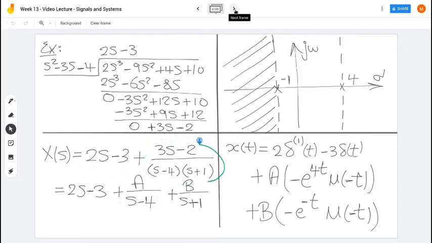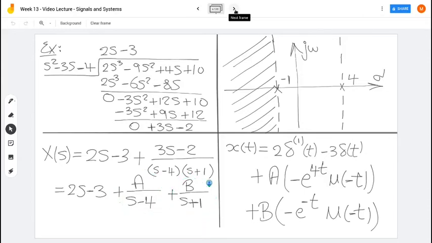And here we have already factorized the denominator into 2 terms. Now we can do the partial fraction, because this fraction is now proper. The numerator is of order 1 and the denominator is of order 2. So it will be 2s minus 3 plus A over s minus 4 plus B over s plus 1. As you can see, we have 2 poles actually, one located at 4 and the other pole located at minus 1.